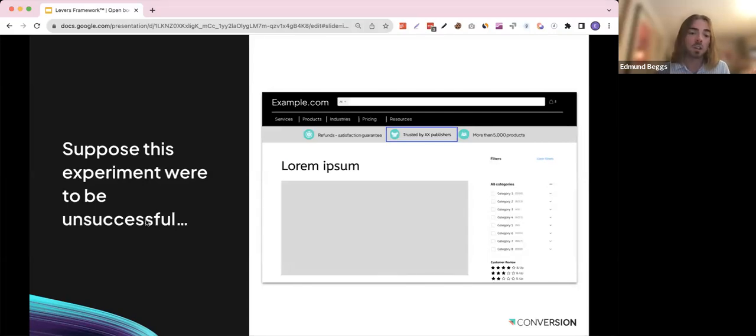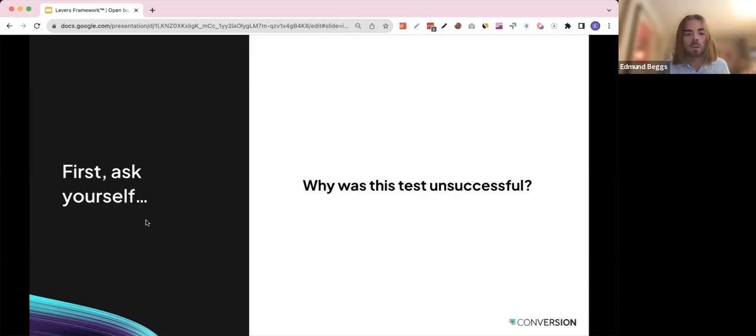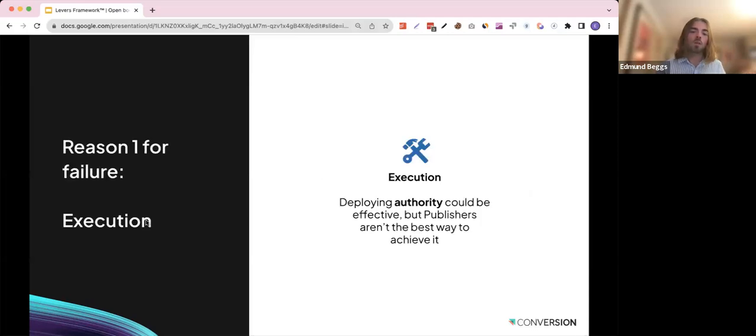And in an extension of the case that we saw earlier, we might start thinking about, well, what if this experiment were to be unsuccessful? What if it were to lose, or what if it were to be inconclusive? What might we make of that lever in light of that? We're asking ourselves, why was this test unsuccessful? And the reason number one for failure, again, that's really important to remember, is the execution itself. How is it that you operationalize that lever in this specific experiment.